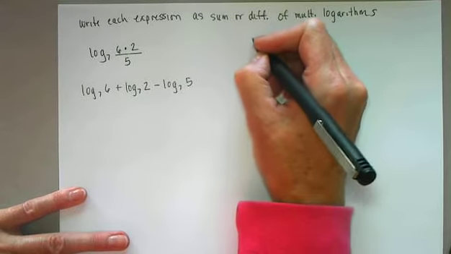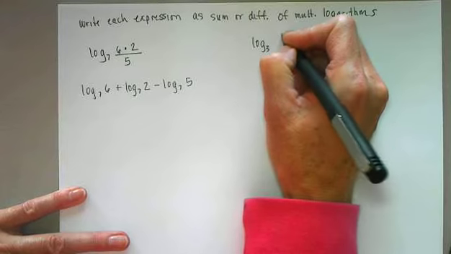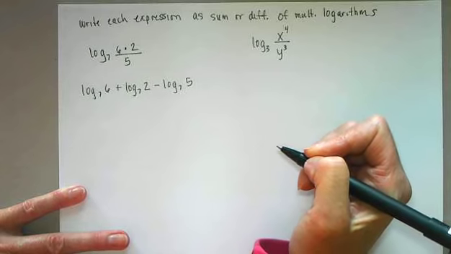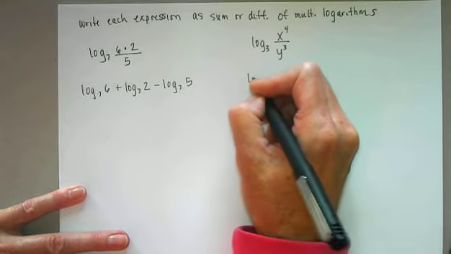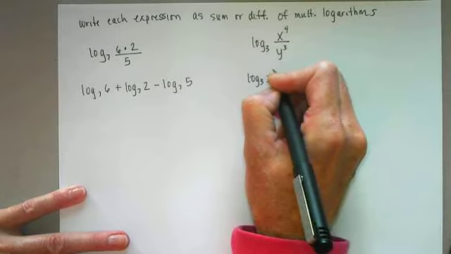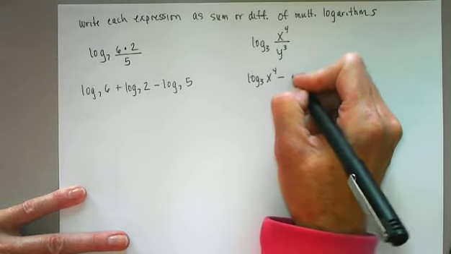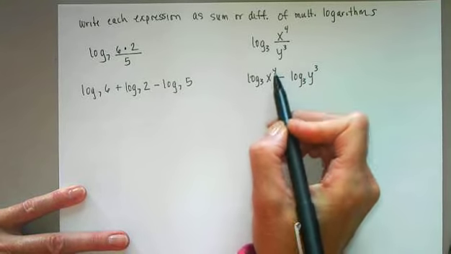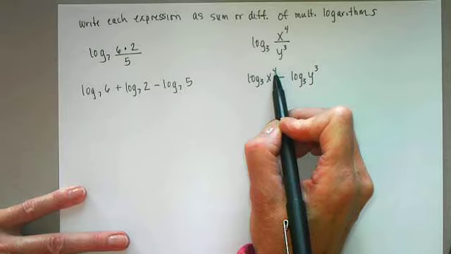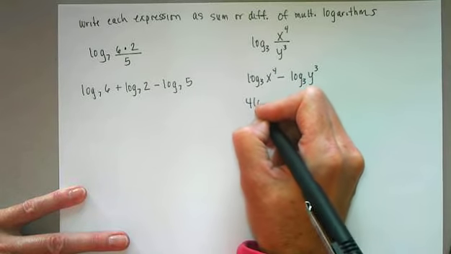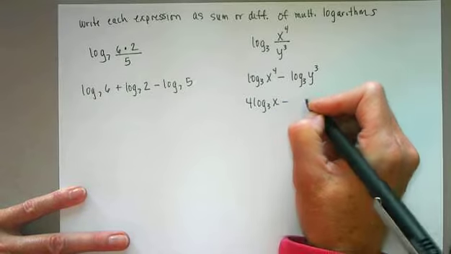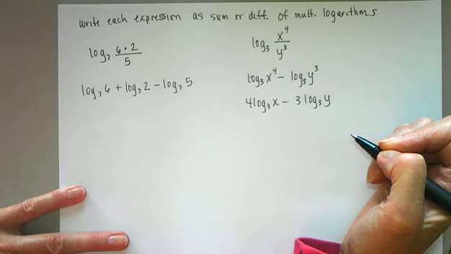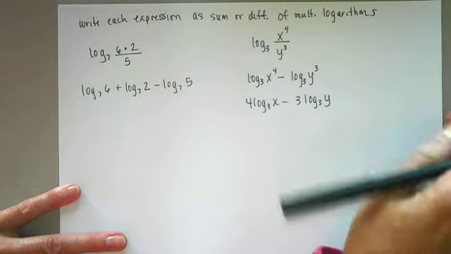How about this one? Log base 3 of x to the 4th over y to the 3rd. Alright, now we have a couple steps we'll do. Well, let's go ahead and change that divide to subtract. So I know I'm dividing, so I'm going to make that subtract. And they're both going to have log base 3s. And then I want to take care of those exponents. So I'm going to go one more step and write those in front. So I'm going to write 4 times log base 3 of x. Subtract log base 3 of y. And that's your answer.